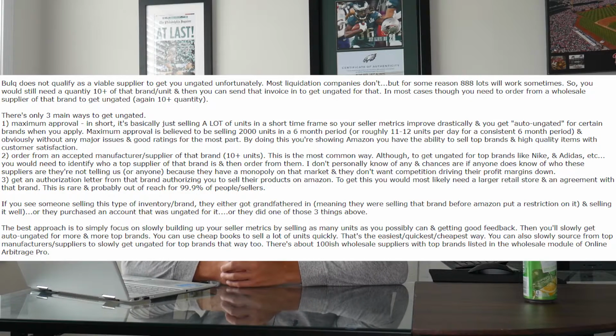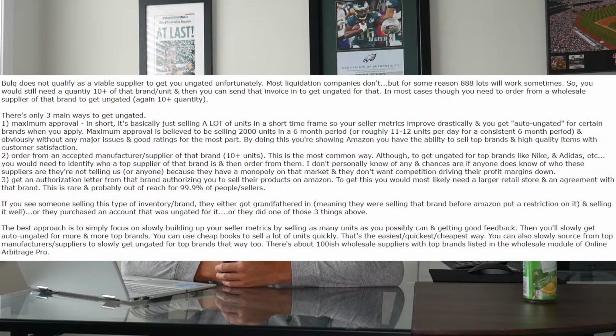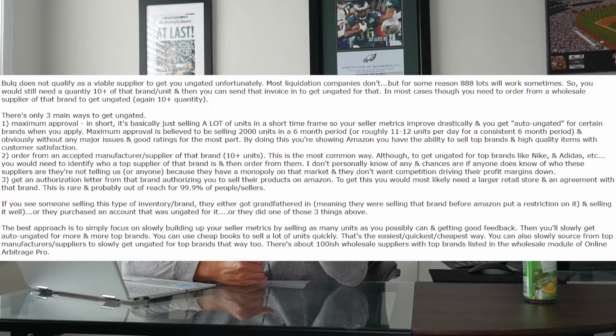As a reminder, okay? I also outlined really briefly that there's really only 3 main ways to get ungated. First and foremost is maximum approval. In short, maximum approval is basically just selling a lot of units in a short time frame, so your seller metrics improve drastically and you get auto ungated for certain brands when you apply. Maximum approval, nobody really knows what it is, and I've been talking about this for a while. I'm actually close to it. I'm not there yet. I'm still trying to hit that.